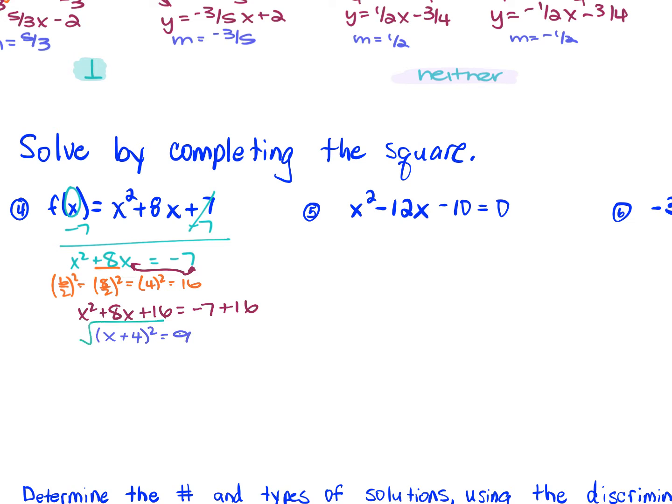You're going to take the square root of both sides from here. That's going to cancel out the power to give you x plus 4 on the left side. And then the square root of 9 is plus or minus 3. Subtract your 4 from each side. Remember, with this, you have x is negative 4 plus 3, and x is negative 4 minus 3. So your answers for this are going to be negative 1 and negative 7.